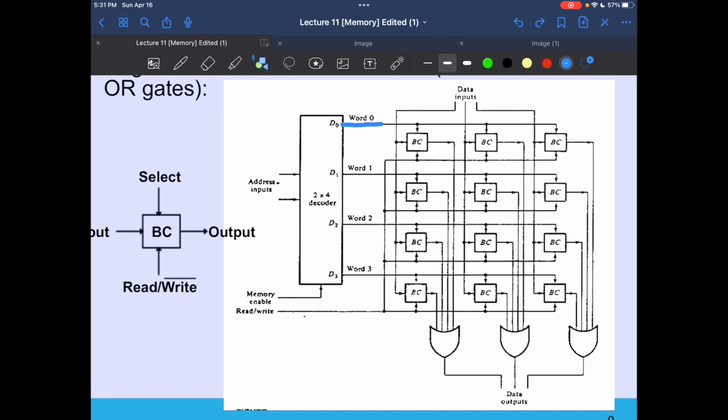Let's take a look. These 4 lines are connected with the selection bit of a binary cell. So each line has different binary cells. If we have 4 number of words, which is 2 to the power k, we will have k number of input address, which are 2. Now we connect the read and write of a binary cell for each number of binary cells.